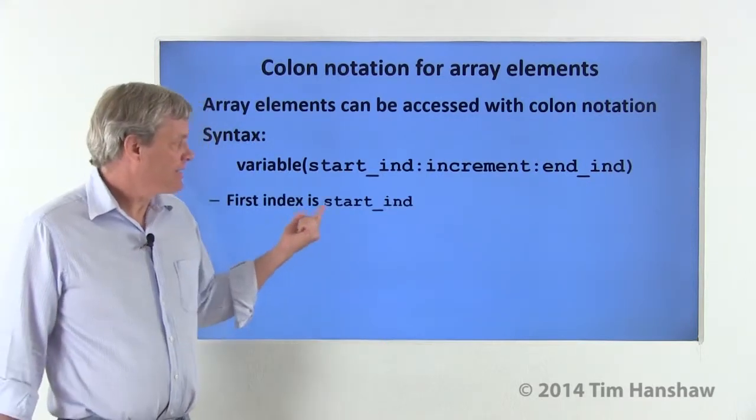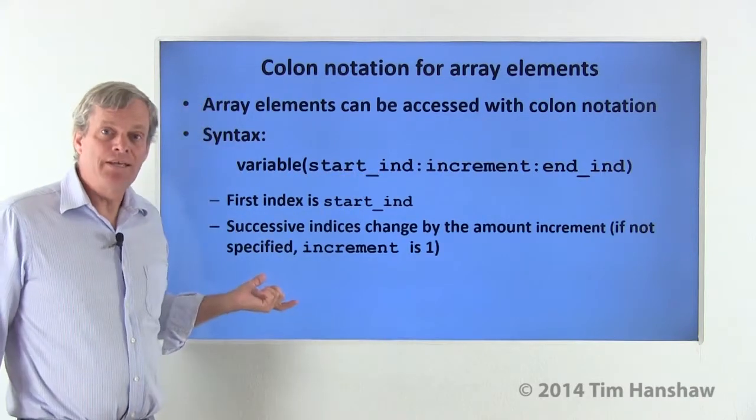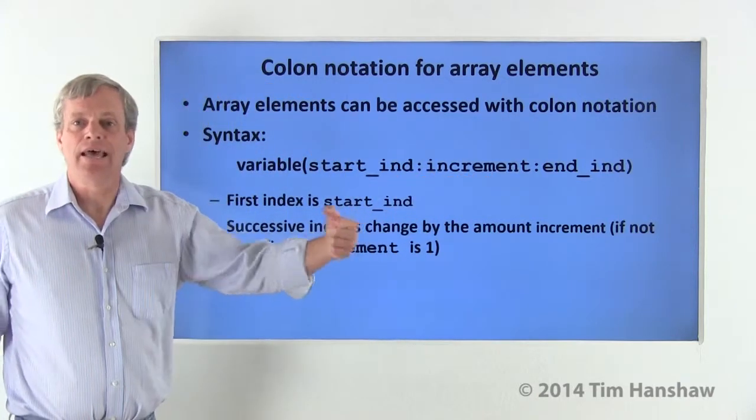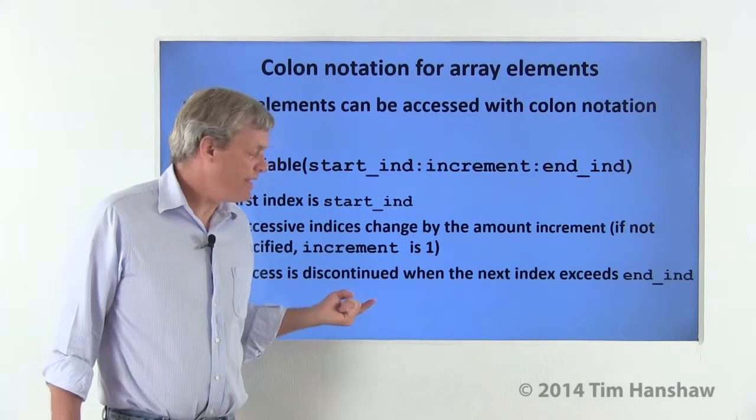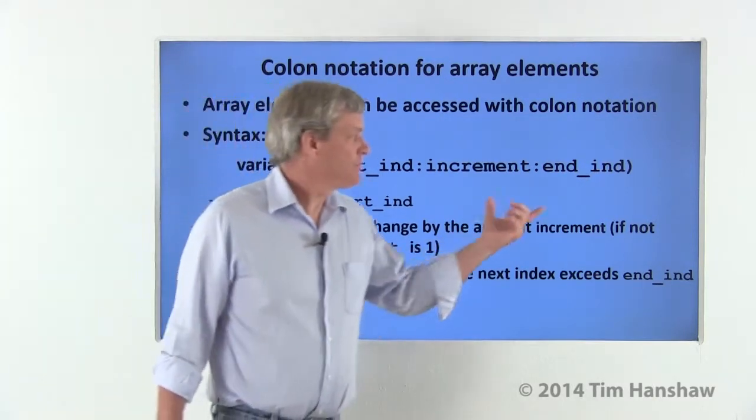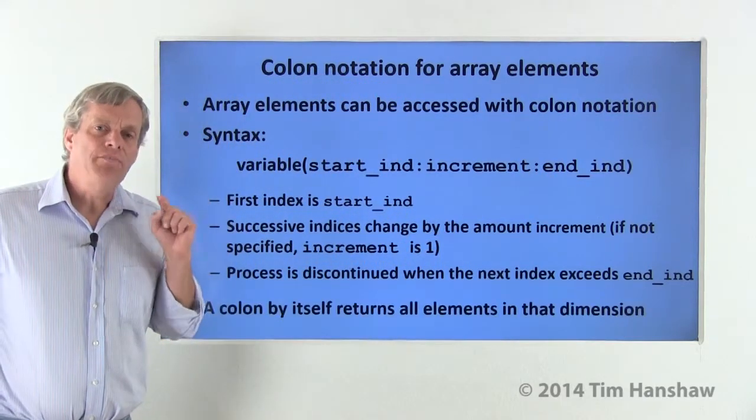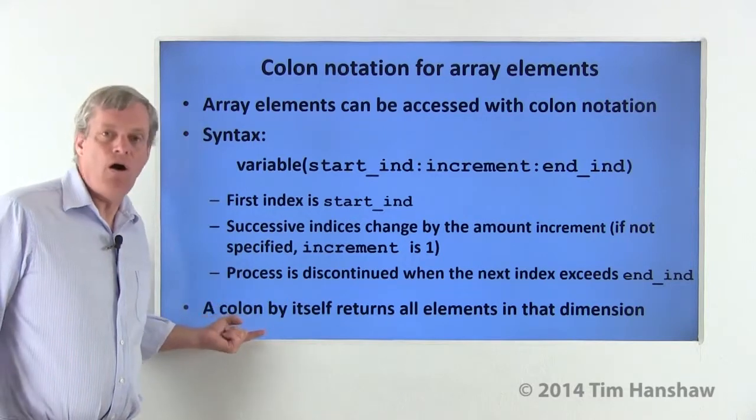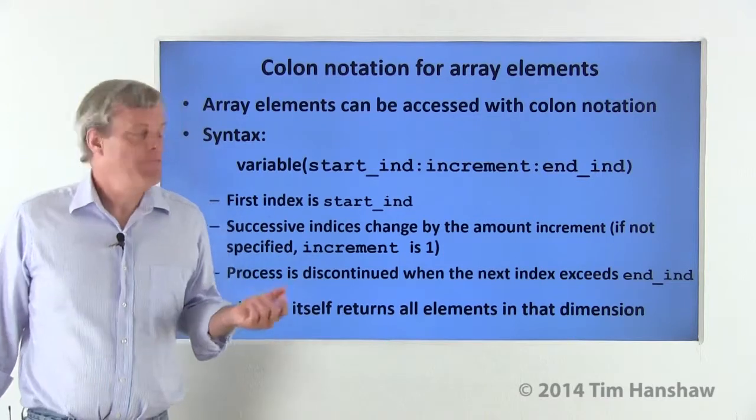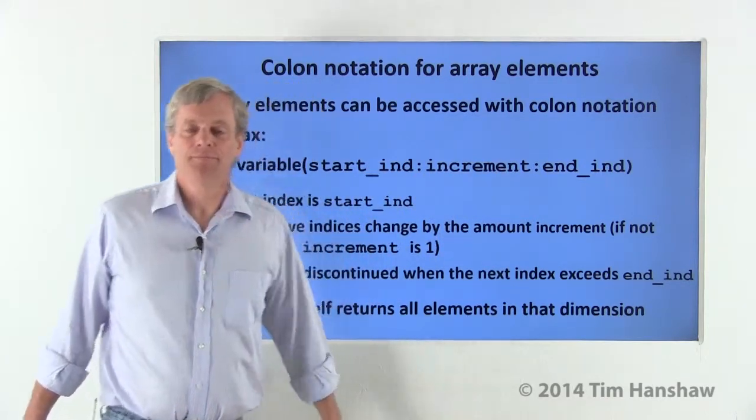The first index in the list is start_ind. Subsequent indices are created by adding the increment to the previous index. The command stops creating indices when the next value in the sequence exceeds the final value specified by end_ind. Now, a colon by itself returns all elements in that dimension of the array. Also, if you don't specify an increment, MATLAB will count by ones.